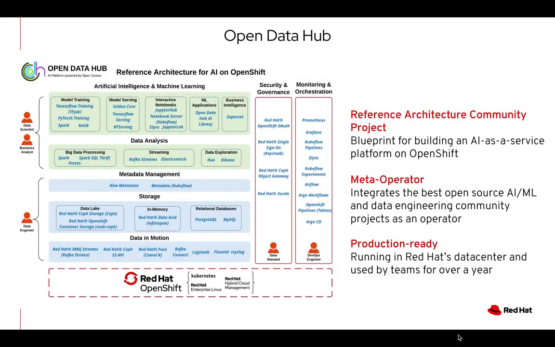This is made possible by Open Data Hub, a reference architecture community project that serves as blueprint for building an AI as a service platform on OpenShift. It uses a meta operator that integrates the best open source AI/ML and data engineering community projects to provide a single, unified way to install the entire AI platform in a single click. It's been production ready and running in Red Hat's data center and used by teams for over a year.